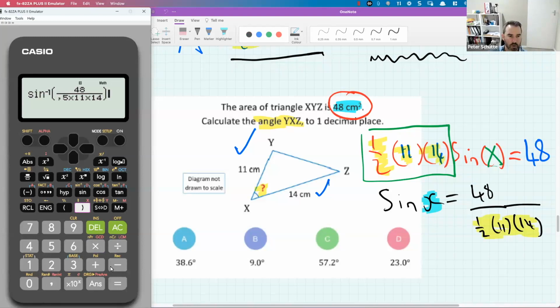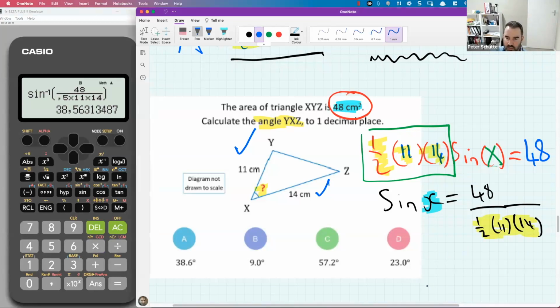close brackets. And if I do this, I should be getting an angle out, and I get 38.56. So x is 38.56. Is there an option that matches that? Well, if you round to one decimal place, it's going to be A.